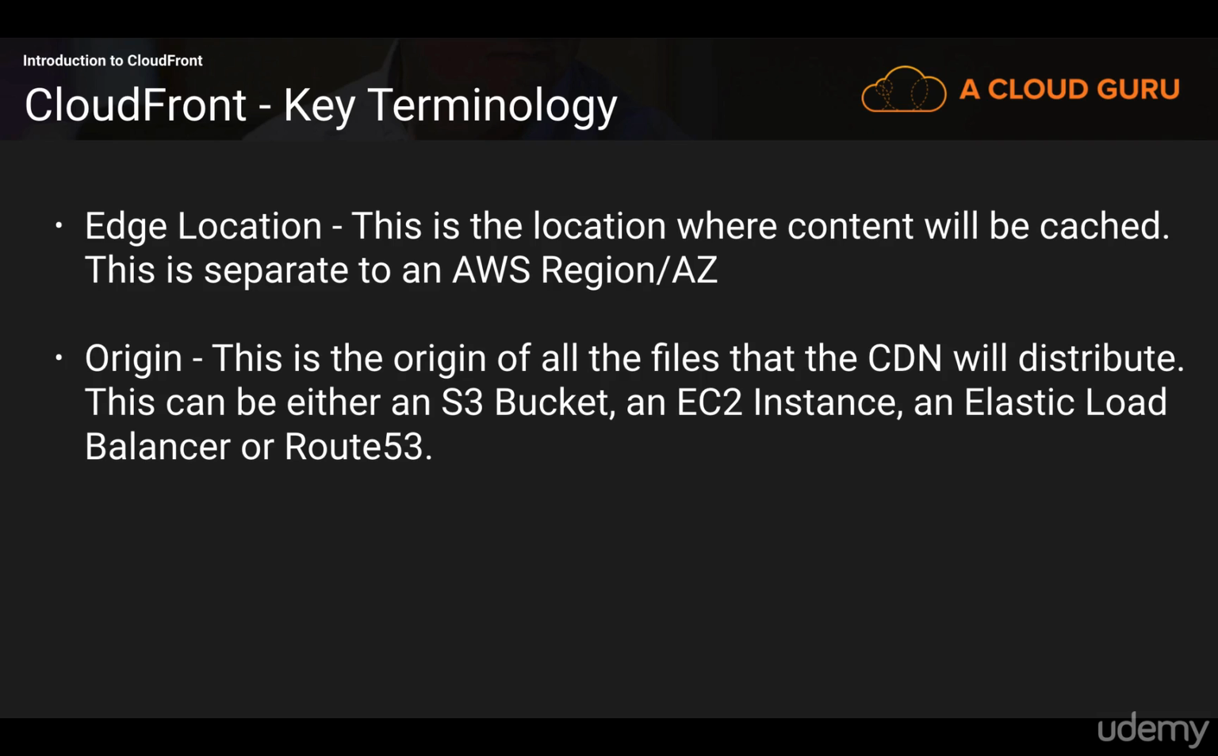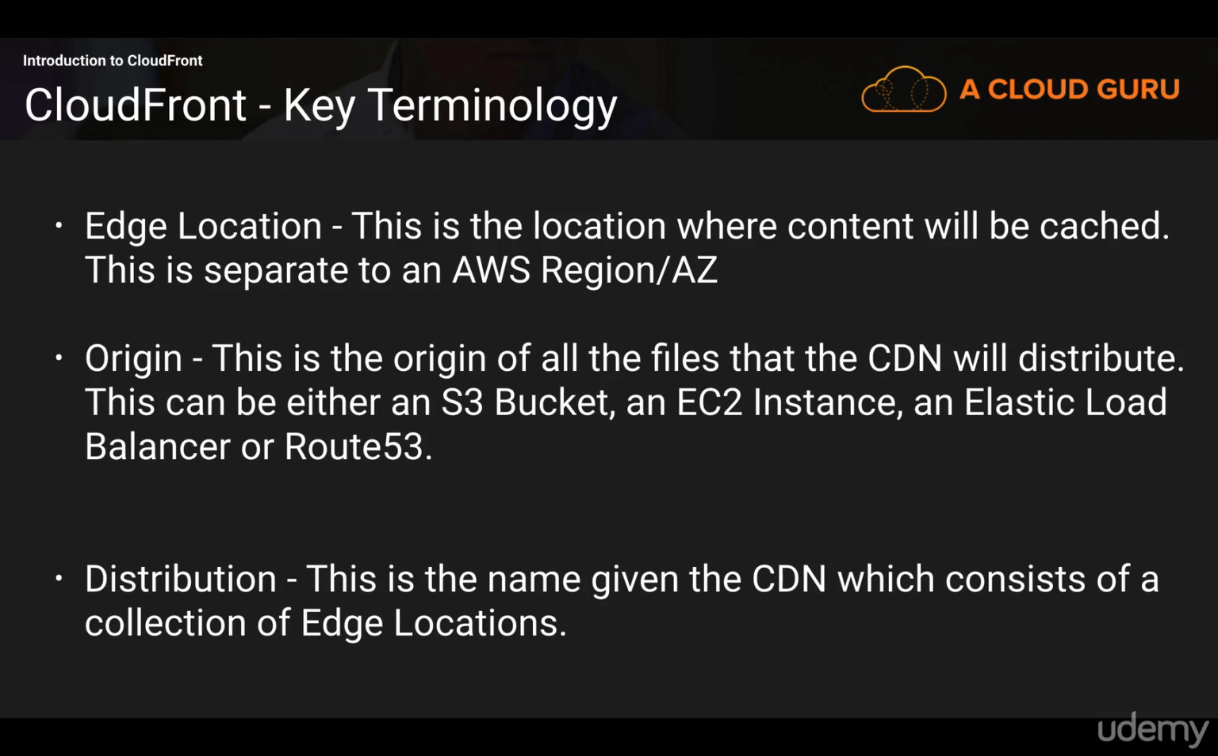Now, what's an origin? Well, an origin is the origin of all files that the CDN is going to distribute. So in our case, the origin was that web server that was in the UK. Now, in terms of AWS, an origin can either be an S3 bucket, it can be an EC2 instance, it can be an elastic load balancer, or it could even be Route 53. But in most common cases, it's going to be an S3 bucket, or it's going to be an EC2 instance, or perhaps an elastic load balancer with EC2 instances behind it. So our origin is simply where our original files are.